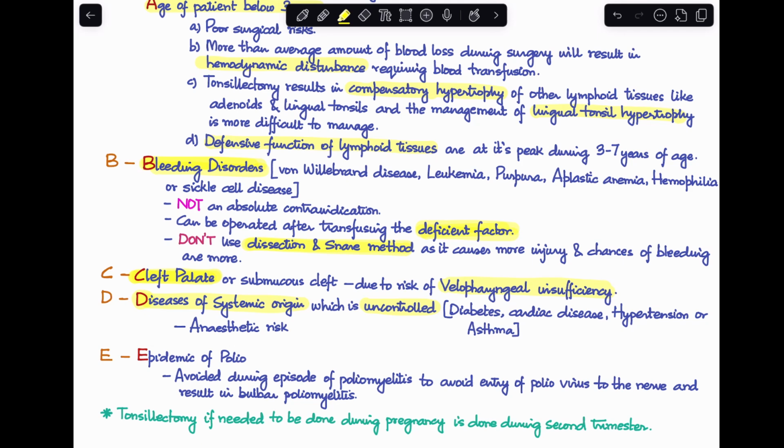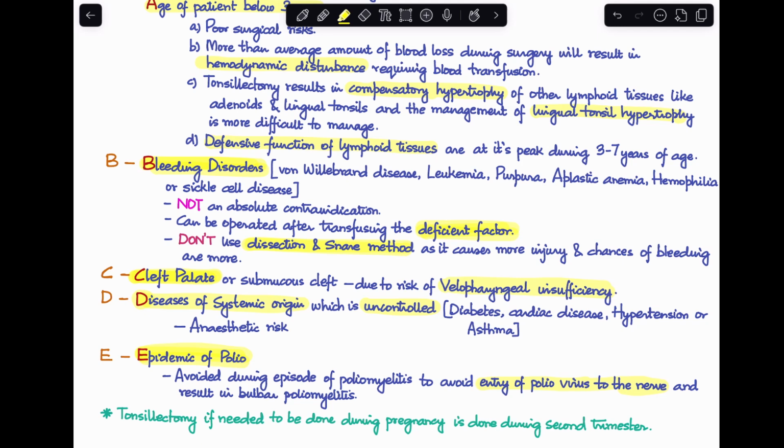Last contraindication here is with E, and that is epidemic of polio. This is obviously very, very rare. Why do we avoid surgery during this time? Because during the episode of poliomyelitis, if you perform surgery, it can have a risk of entry of this polio virus into the nerve, and this can lead to the development of bulbar poliomyelitis. So these are all our contraindications, and the mnemonic to remember this is A, B, C, D, E.